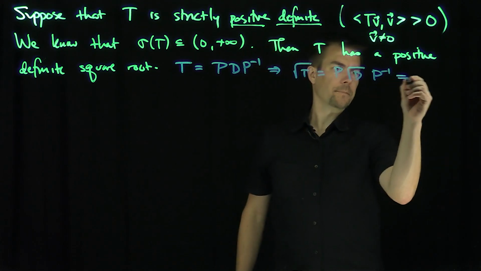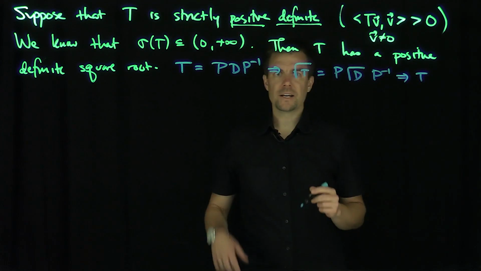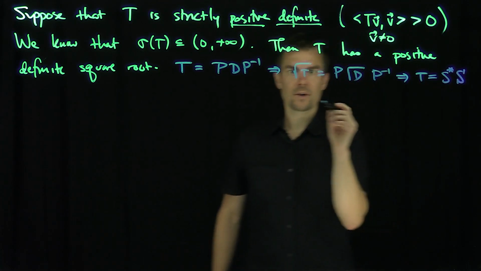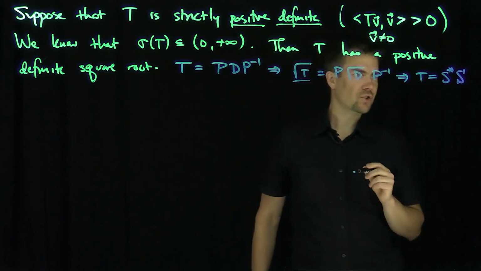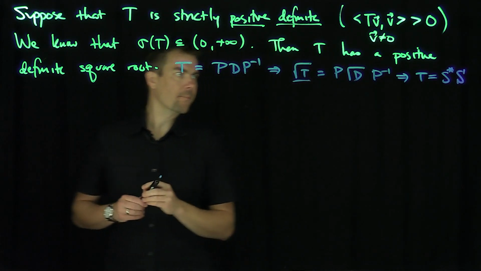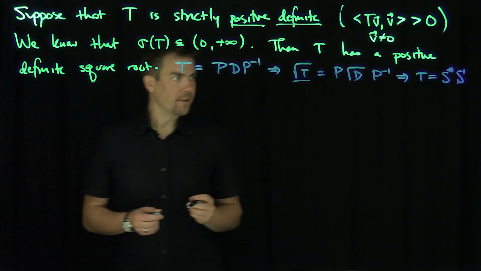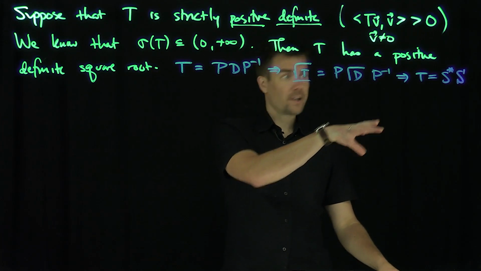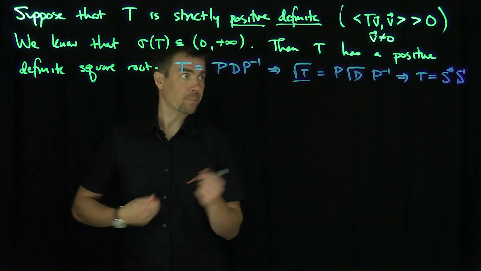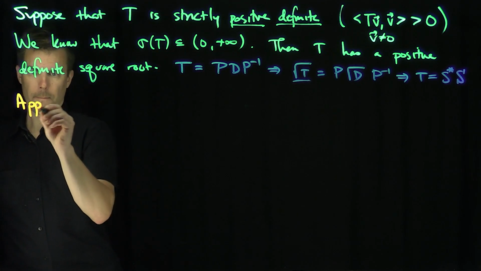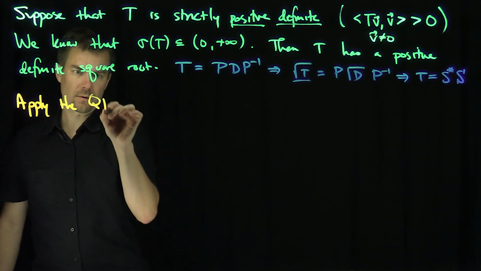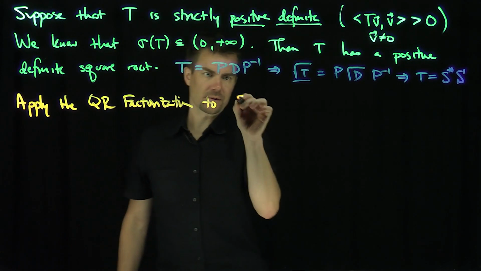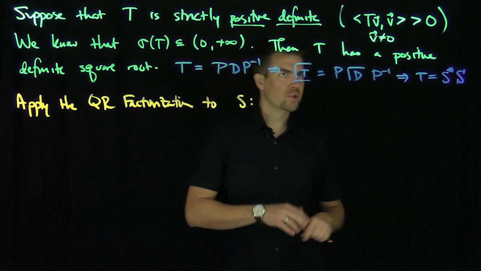So this tells me that T is equal to, let's say, S star S, where this thing over here is our S star, so that's just the square root operator. And so now what's the trick behind this? The trick is that I'm going to apply the QR factorization to this matrix S. So let's apply the QR factorization to S, the square root. And so what would that give me over here?